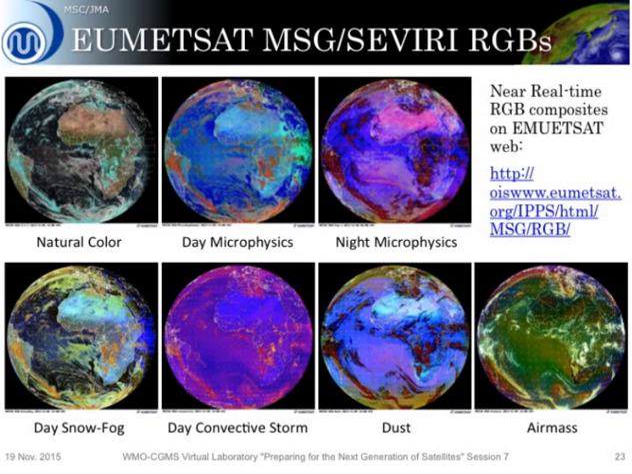Each RGB is: natural color, day microphysics, night microphysics, day snow fog, day convective storm, dust, and air mass. I'll explain how to monitor the RGB with some examples later.